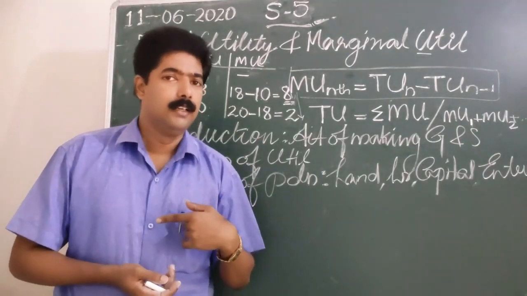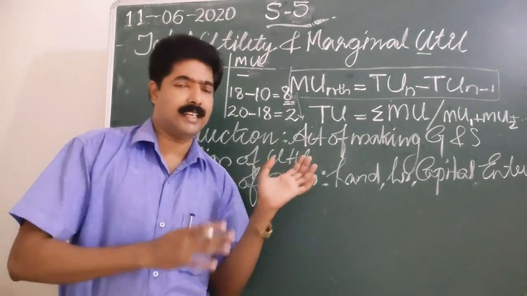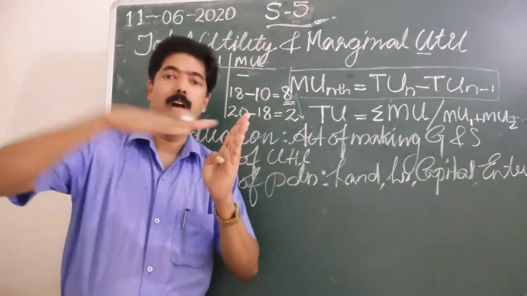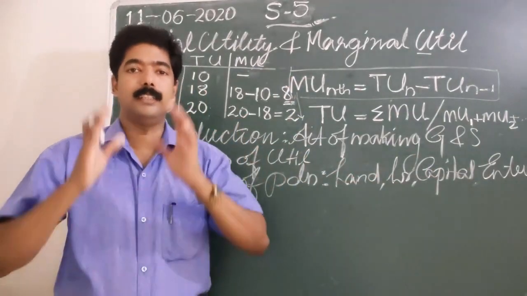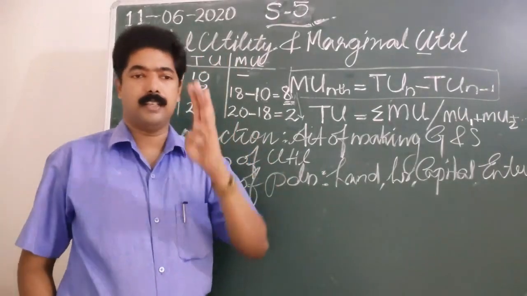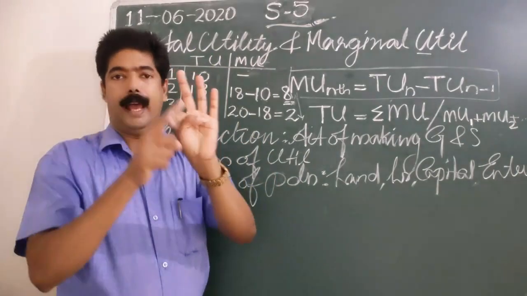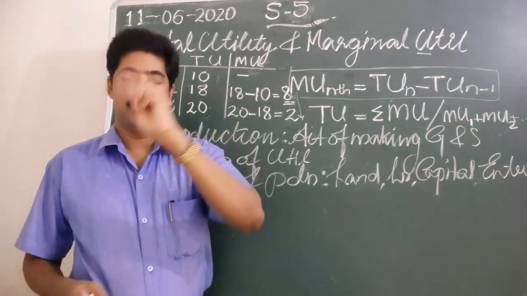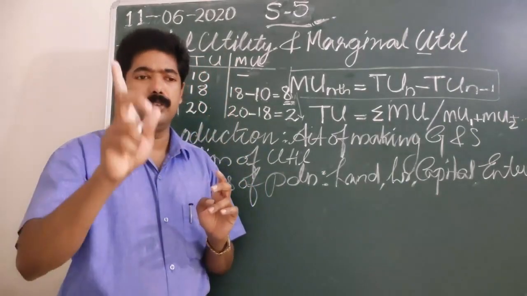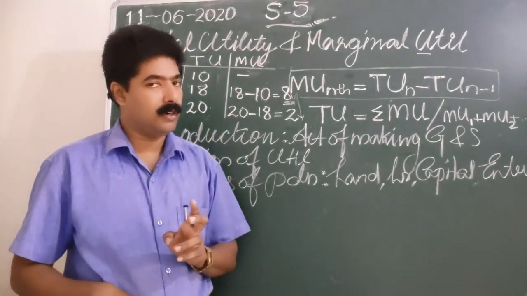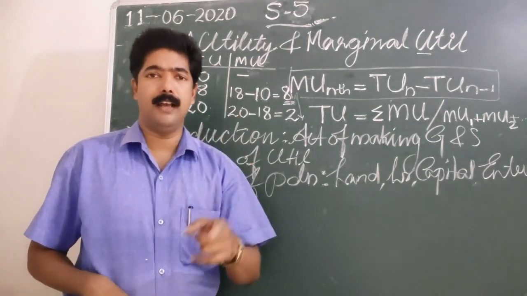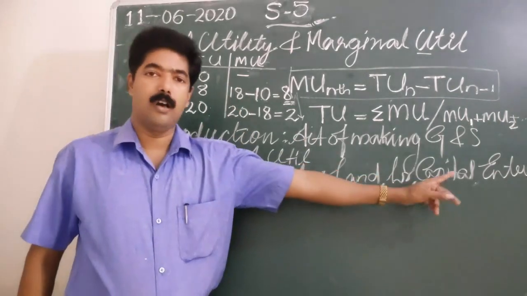That's why I said production changes the physical inputs into physical output. So this is also called production. So what are factors of production? Four: land, labor, capital, entrepreneur. What is production? Creation of utility, or the act of making goods and services, is known as production. To produce, a firm or an individual requires all these four factors of production.